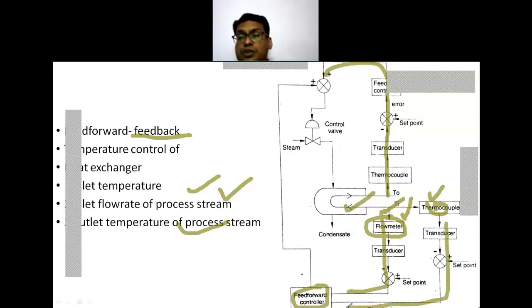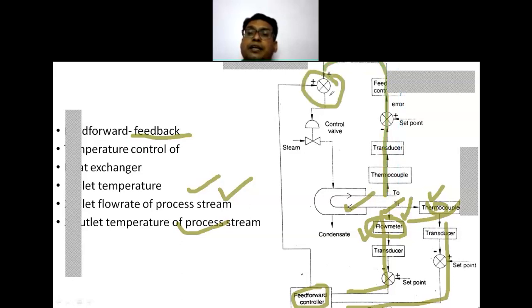In the inlet process stream two changes are happening, that is one is the flow rate and second is the temperature. However, in the outlet process stream only the temperature is sensed. So that is to be compared by a comparator, and this comparator takes the final action, which goes to the control valve.